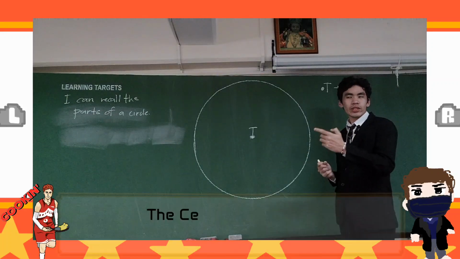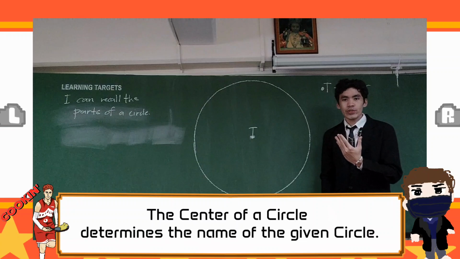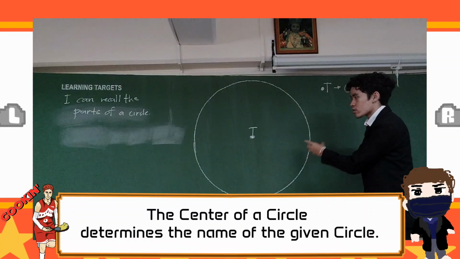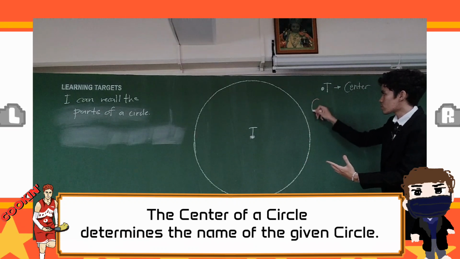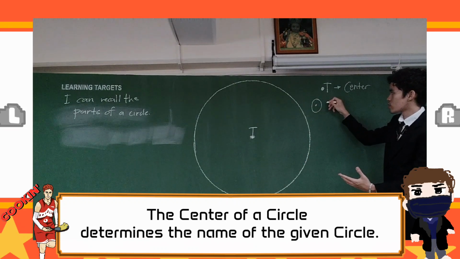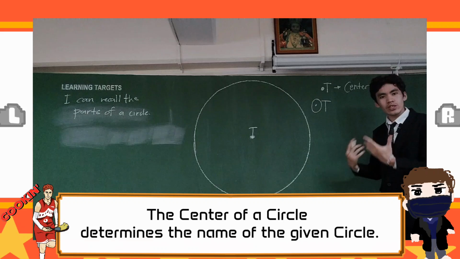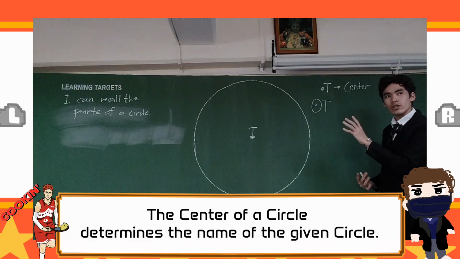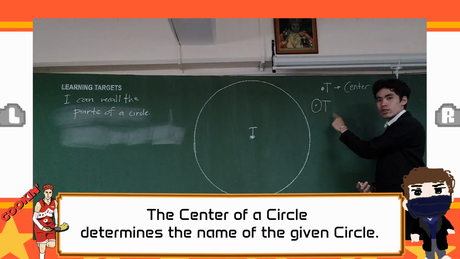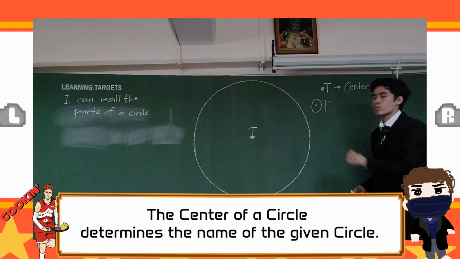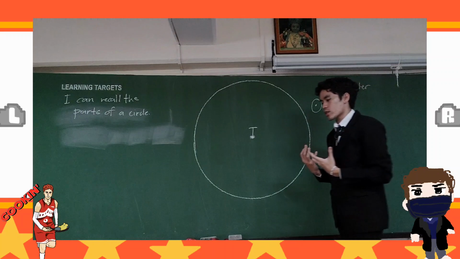At the same time, the importance of the center is that we use it to name a circle. So if the center is point T, we can say that the name of this circle is T. And we name a circle using a symbol of a circle with a dot in the middle, and then the center, point T. So what is a circle in general?